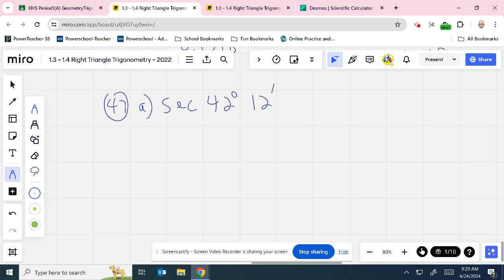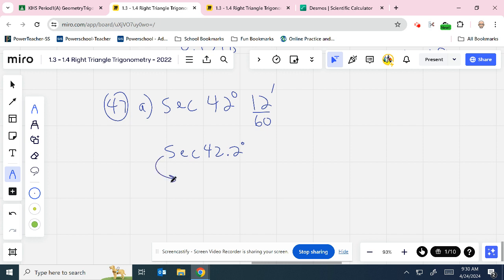Now, how do we figure this one out? Well, to get this on a calculator, we got to get a decimal out of it. This is actually 12 minutes, which we know there are 60 minutes in every degree. So what I can simply do is divide that by 60. Secant of 42 degrees, and I can put 12 over 60 in my calculator. So 12 divided by 60 is 0.2. So it's going to be 42.2 degrees.